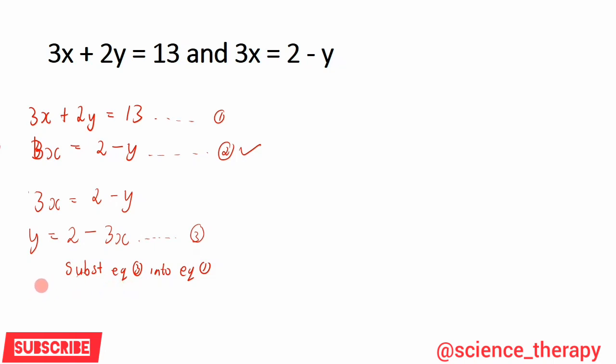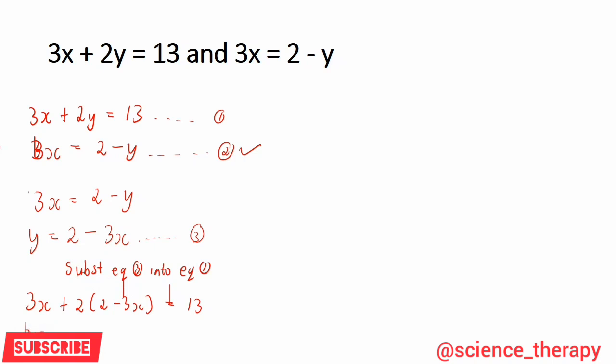Then that means where I see y, I will need to substitute that expression. So I have 3x plus 2, and then in bracket I have 2 minus 3x, right? Then that's equals to 30, right? Now we can see from this point that's solving for x, right?